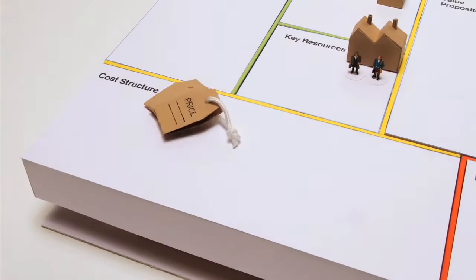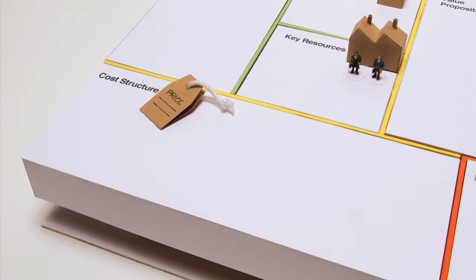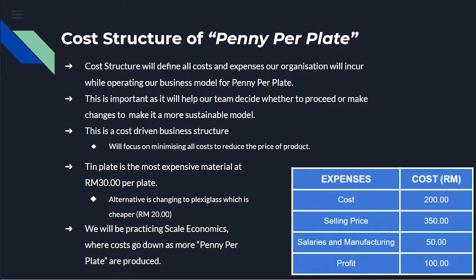Hi, now I'll be presenting on the cost structure for the Penny Per Plate product. Cost structure will define all costs and expenses our organization will incur while operating our business model for Penny Per Plate. This is important as it will help our team to decide whether to proceed or make changes to make it a more sustainable model.